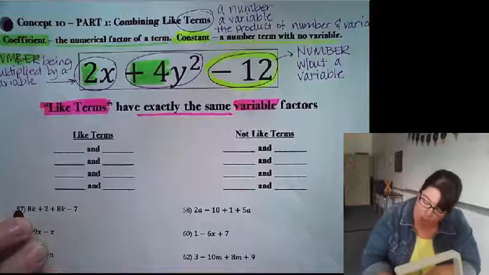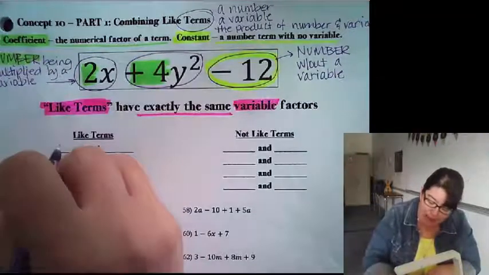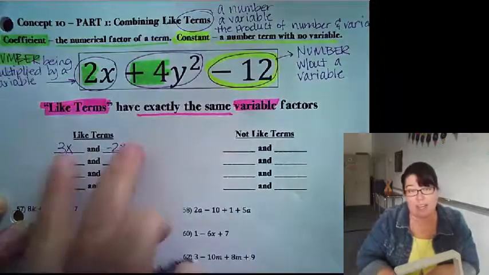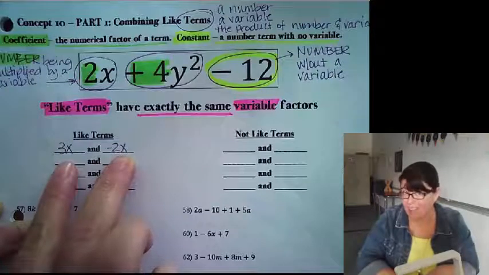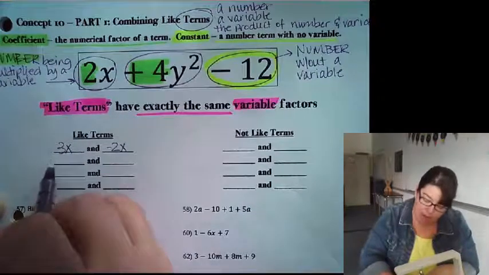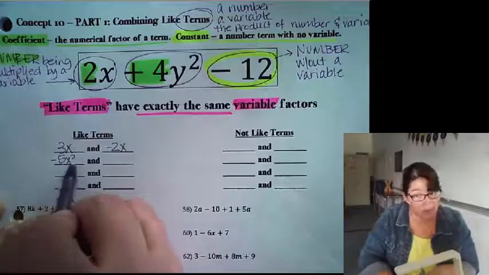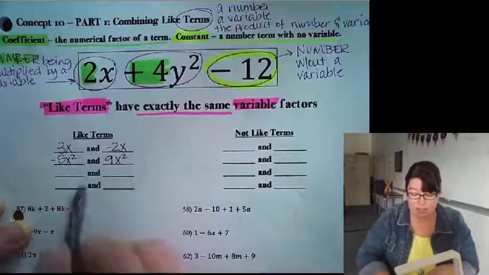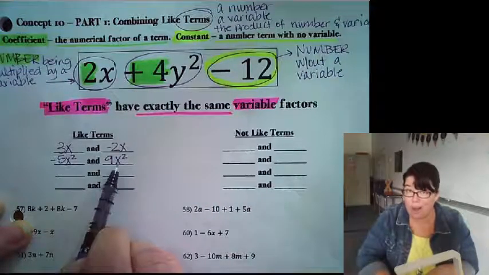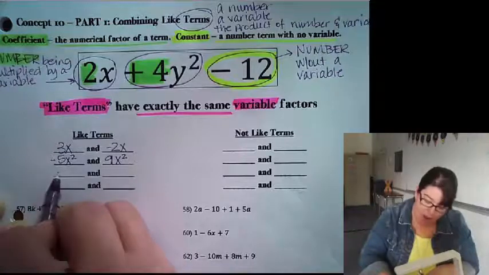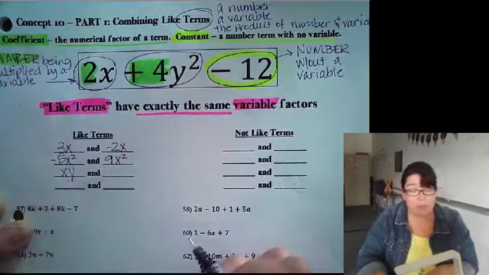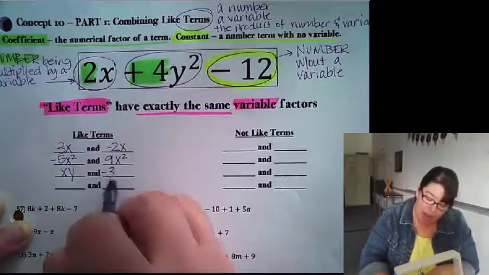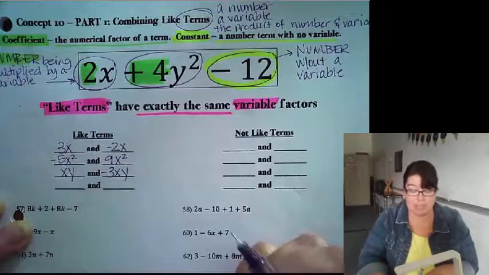So for example, we might have 3x and negative 2x. The variable here is exactly the same. It's both x. We might have negative 5x squared. Now it has an exponent, so a like term might be 9x squared. Again, they're the same because the variable part is both x squared. Let's do some more. How about xy? Now we have two variables, but that's okay. It can still have a like term as long as the term has exactly the same variables, in this case, xy.